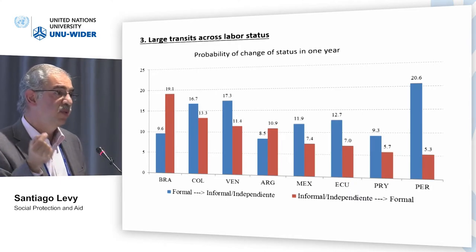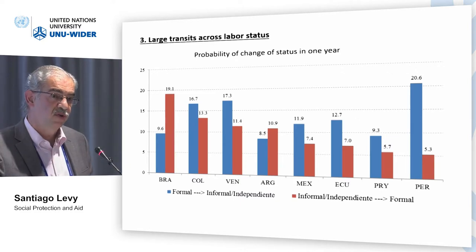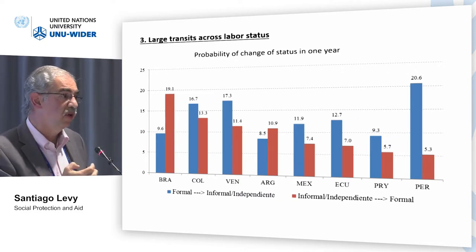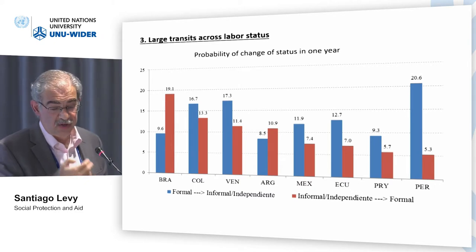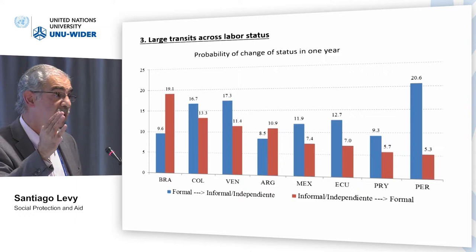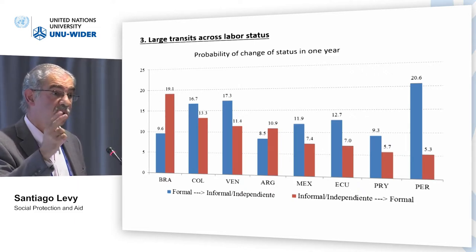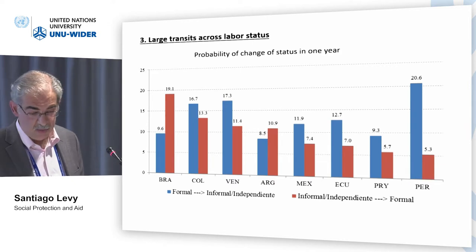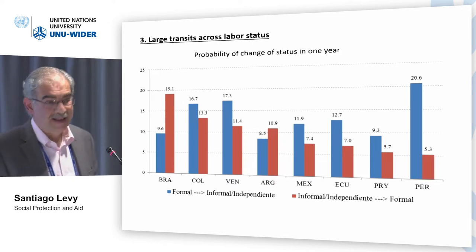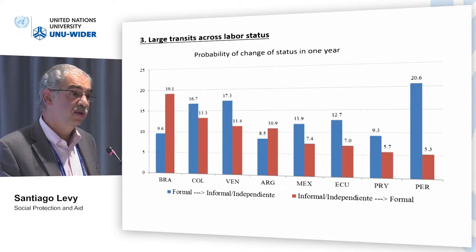The same person with the same human capital, with the same abilities, sometimes is covered by contributory social insurance and sometimes covered by non-contributory social insurance. And here's some data of transits of the same individual, this is panel data, between formal and informal status within 1 year for various countries of Latin America. And what this does is that it really makes social insurance very inefficient.